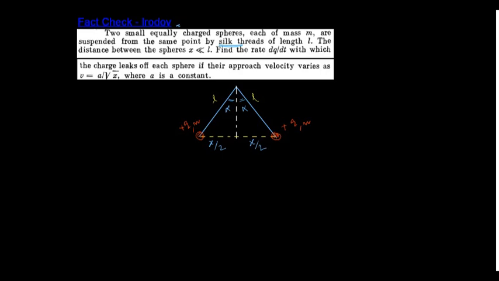Find the rate of charge with which the charge leaks off each sphere. Right? It is leaking not through the silk threads, but into the surroundings. If their approach velocity is v is equal to a root x. Now, first I will directly employ the condition that we have just learned. What is that condition? That if they are in equilibrium, tan theta is equal to Fe by mg. So the initial advice to all of you: just pause the screen here, try this question for 3-4 minutes. If not, then go on to look at the discussion.